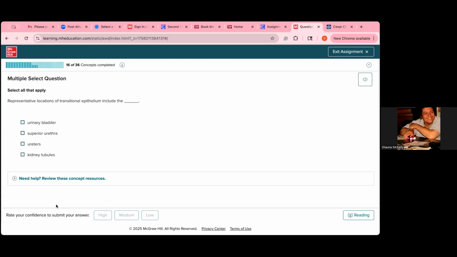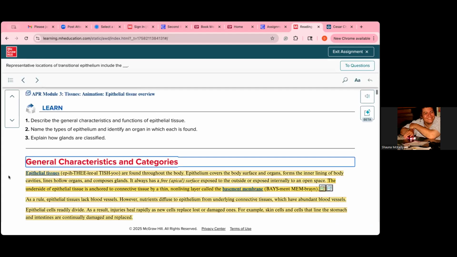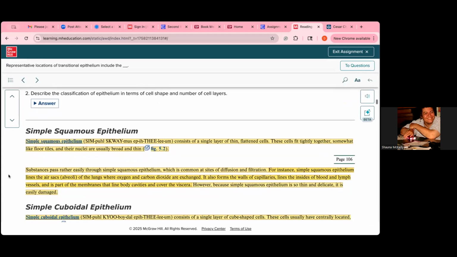Representative locations of transitional epithelium include the... okay, let's look, because we haven't read too much about transitional epithelium, but I remember the urinary bladder being it. Read about it. We're looking for transitional epithelium.